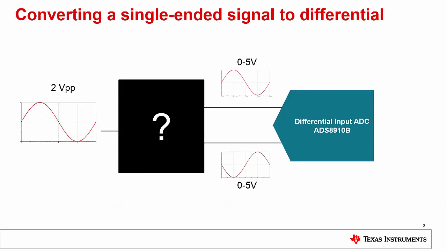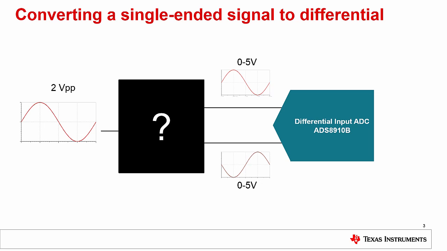Many systems utilize a precision differential input ADC, as they can provide 2 times the dynamic range, superior common mode noise rejection, and improved signal-to-noise ratio, or SNR. However, oftentimes, the source signal is single-ended. In order to drive the differential input ADC, we need to select an ADC driver that can convert the single-ended input signal to a differential signal. In this video, we will discuss 2 common methods used to perform this single-ended to differential signal conversion, and discuss which method is best for this application.